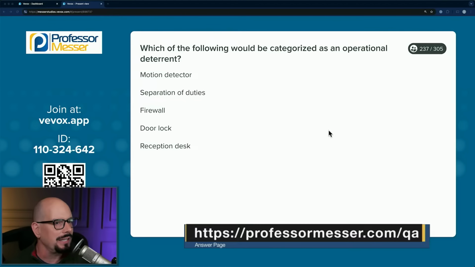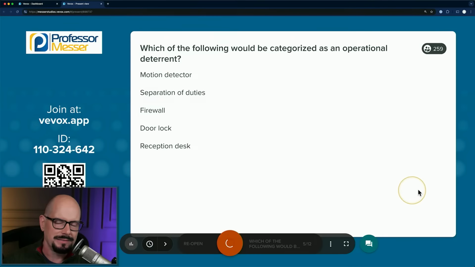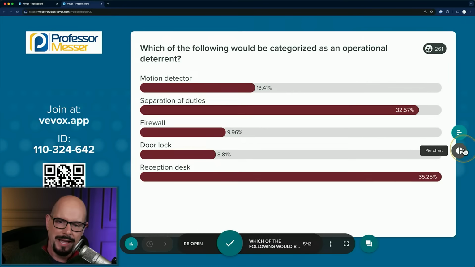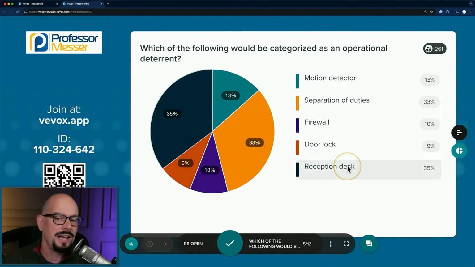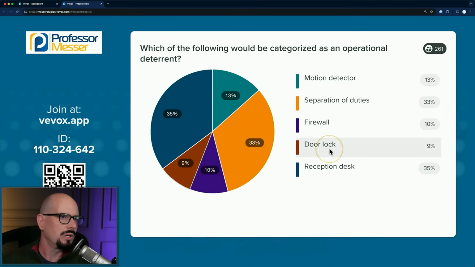A lot of you locking in your answers pretty quick for this one. Maybe you really know the answer. Let's see how you did. It asks, which of the following would be categorized as an operational deterrent? Is that a motion detector, separation of duties, firewall, door lock, or reception desk? We'll stop the poll, and we can see that we're a little torn on this one. Almost a tie for first place between reception desk at 35% and separation of duties at 33%. We've got 13% that said a motion detector is an operational deterrent. 10% of you say it's a firewall, and 9% say it is door locks.